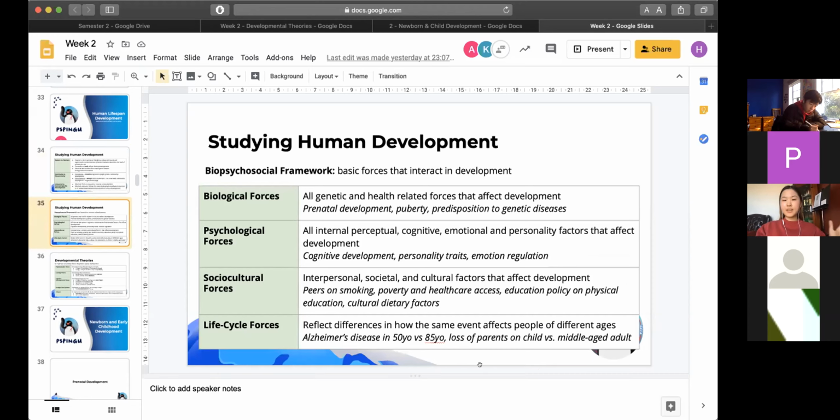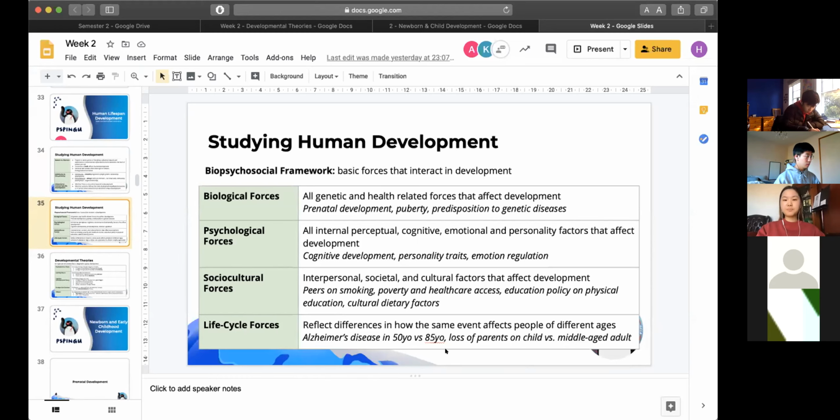Once again, when we study human development, or anything in health these days, we're talking about a biopsychosocial framework. It's about all the different kinds of factors in life that interact together and shape development. Biological forces are basically genetic factors that affect development, like prenatal development, puberty, and any predispositions you have to genetic diseases. You can't really control a lot of this.